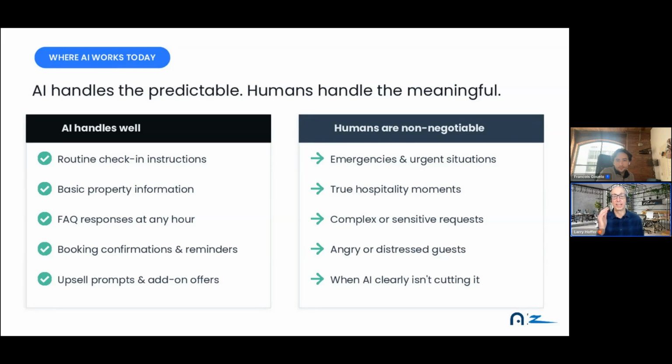Now, if they're calling at midnight about, hey, can I get a late checkout? That's where you capture a message. But if they're calling saying the toilet is overflowing, they shouldn't get an automated message saying, we don't do it, please text us. That's the worst. Yeah, that makes sense. Now, I'm going to challenge you on this.